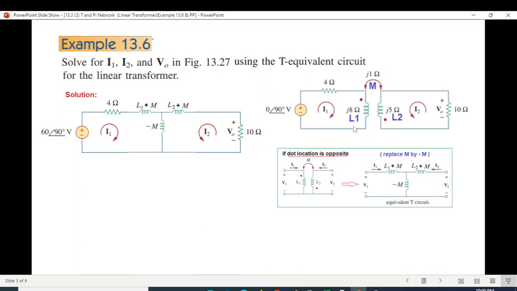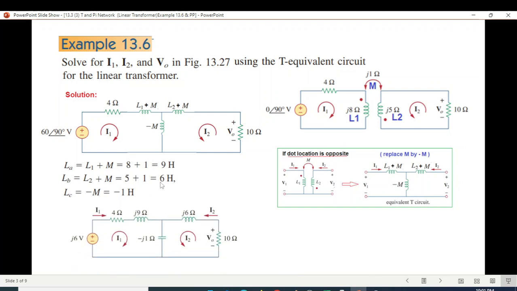And just to calculate the value, we want to be sure this is L1, this is L2, and this is M. So now this is LA, LA is L1 plus M. L1 is 8 and M is 1, so 8 plus 1, 9 Henry. Similarly, LB is 5 plus 1, 6 Henry, and LC is minus M, minus 1 Henry. We need to convert them into the frequency domain, so we'll add J with all of them. So J9, this is J6, and this is minus J1.